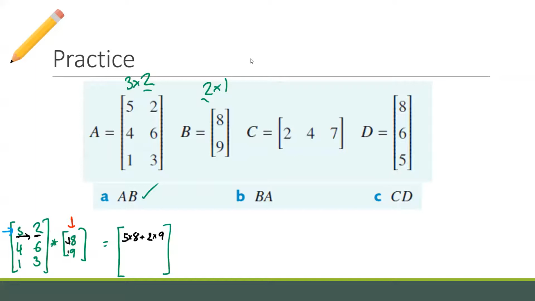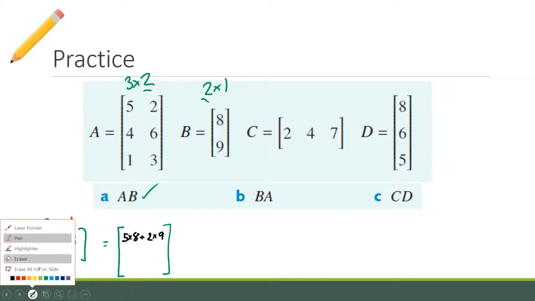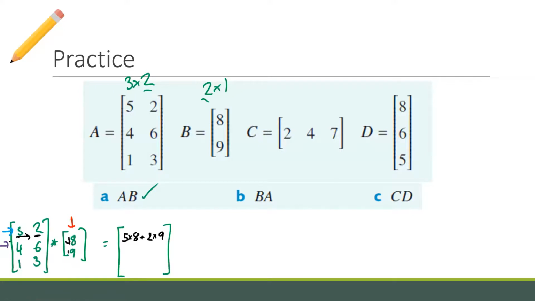Hold on, a question. Someone's asked me, can you just write the answer down straight away? Yes, you can just write the answer down straight away. I'm just doing this fully so that people can see where these numbers are coming from. You can skip some of these steps when you do it yourself, but I'm showing you so you can see where they're coming from.